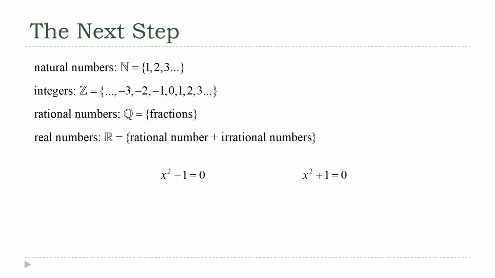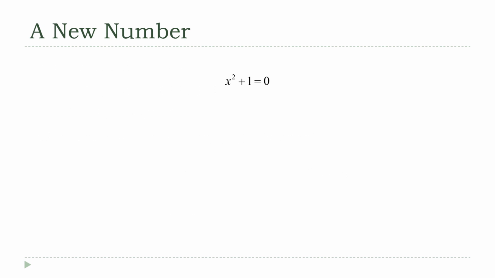Take a look at these equations. They're really similar to each other, but one has solutions where the other doesn't. And this is the kind of thing that just bugs mathematicians. We really like for every polynomial equation to have solutions, right? So here's how we're going to fix that. We're going to literally invent a new number, right?